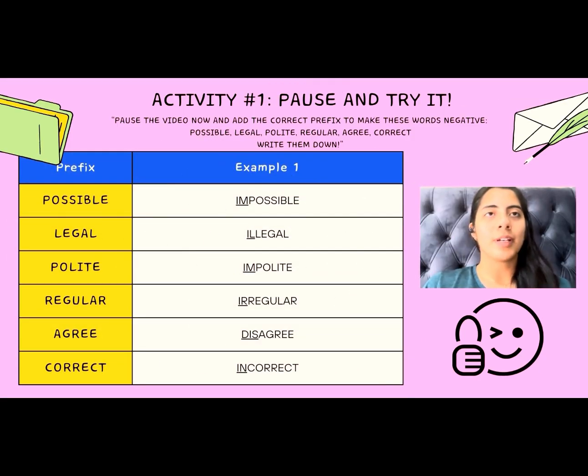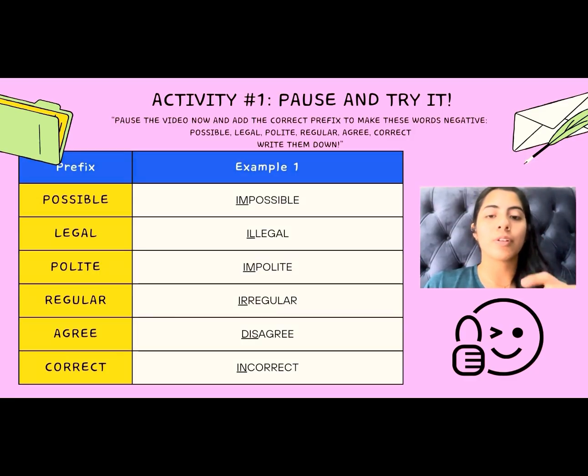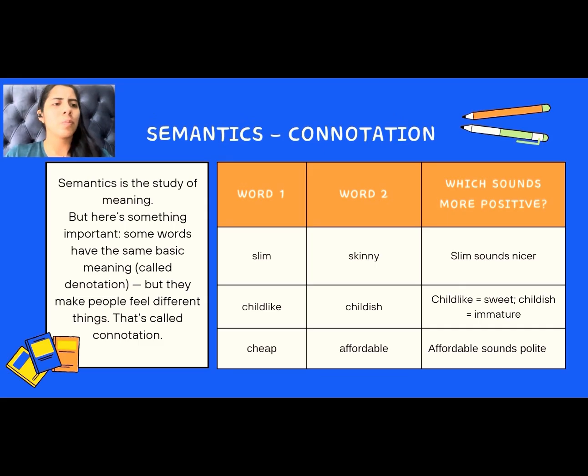So now let's correct the answers. We've got the possible words, so the idea was to add the correct prefix. So for possible, we have impossible; legal, illegal; polite, impolite; regular, irregular; agree, disagree; correct, incorrect. That's perfect. So that was a pretty great job because you just used morphology to change the meaning of the words. Now we're gonna go to part number 2, which is about semantics.